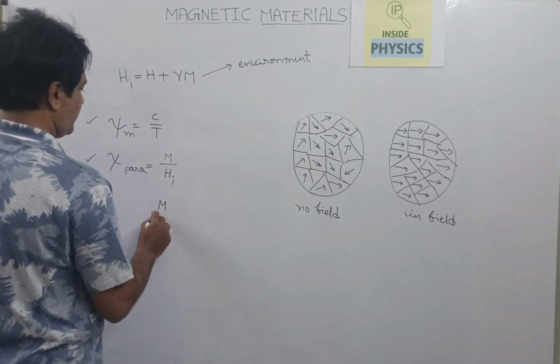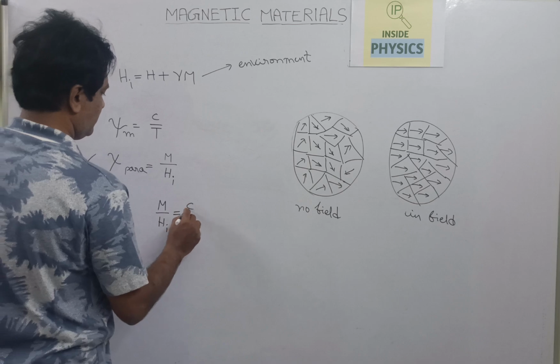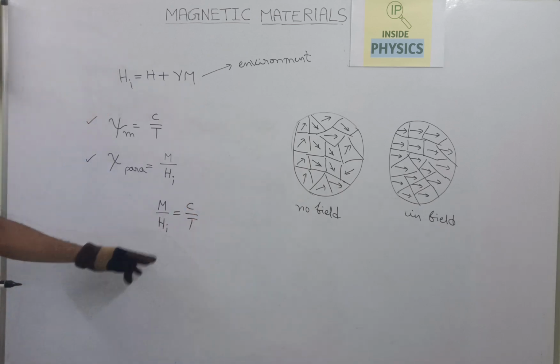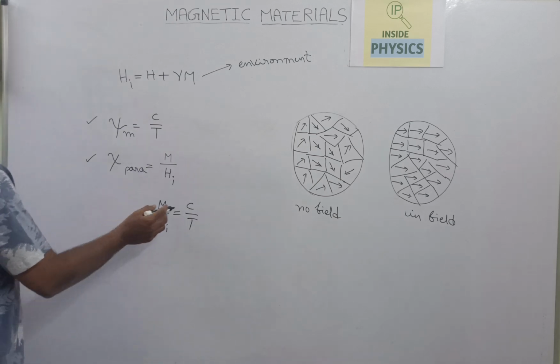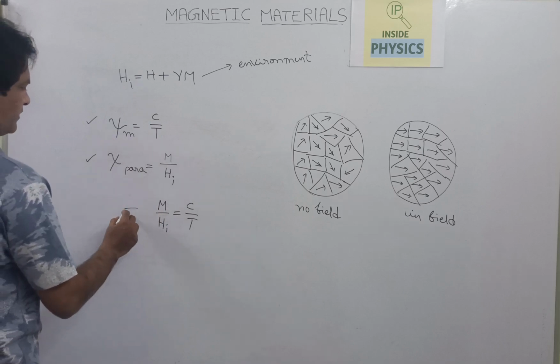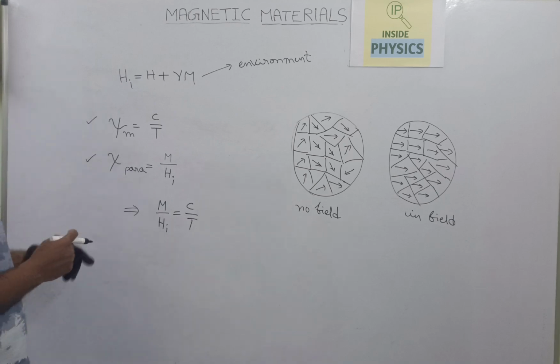So M by Hi is equal to C by T, where Hi is the internal molecular field, C is the Curie constant, and T is the absolute temperature. Here, what I have written means that when a ferromagnetic material is in its paramagnetic state, this is the relation that applies.